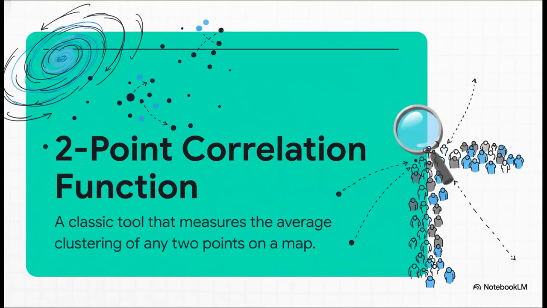So the traditional way to tackle this is with a tool called the two-point correlation function, or 2PCF for short. It's a classic, it's powerful in its own way, but it's also pretty simple. What it does essentially is measure the average distance between any 2 points, say 2 galaxies on the map. So if we go back to our crowd analogy, this is basically like knowing the average distance between any 2 people. It tells you if the crowd is generally dense or sparse, but, well, that's pretty much it.